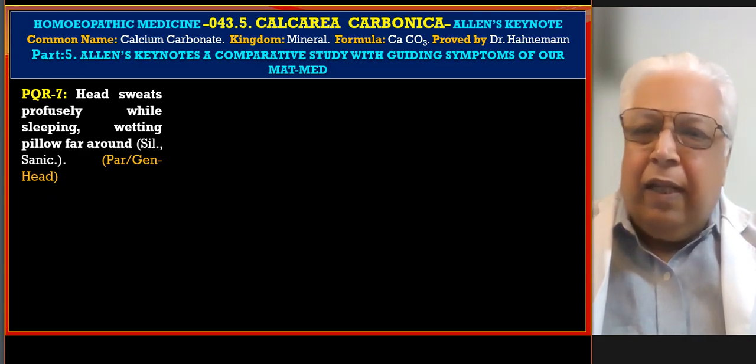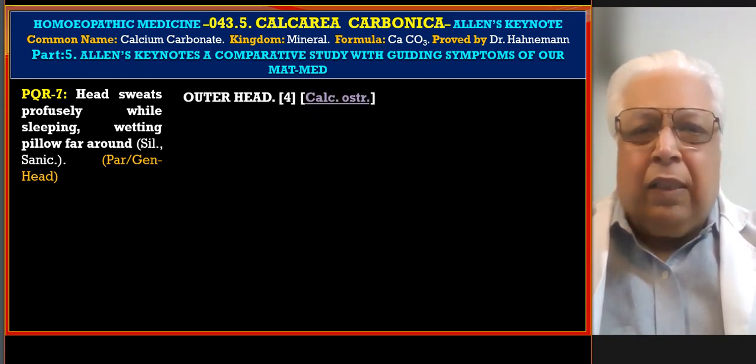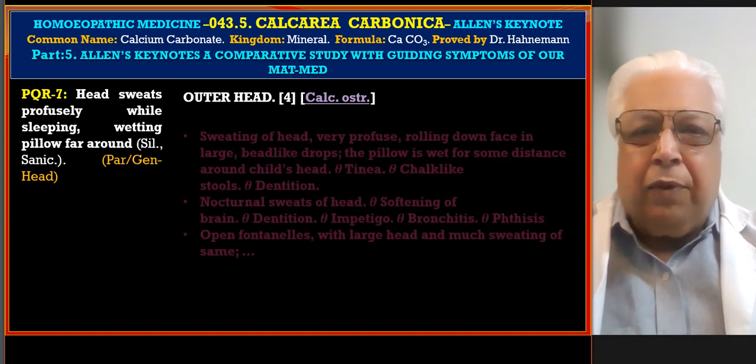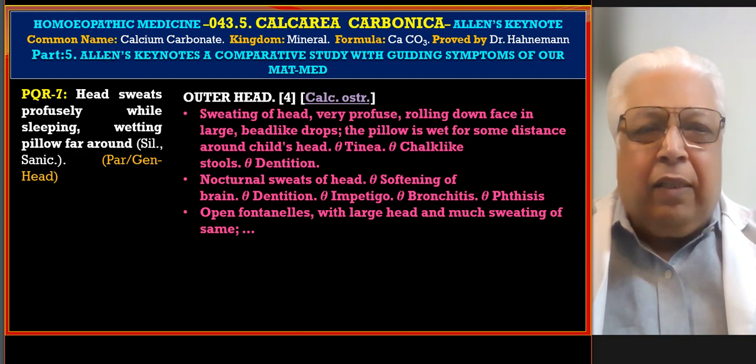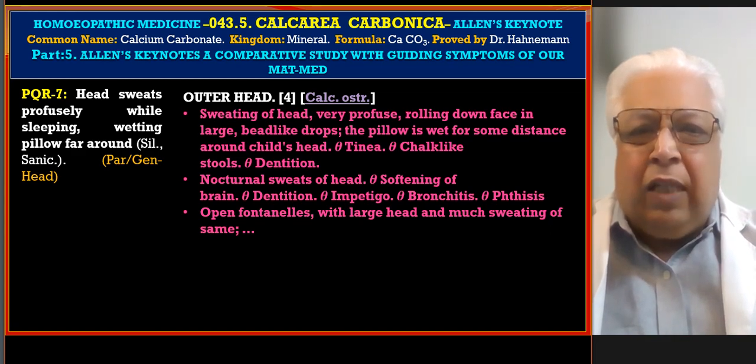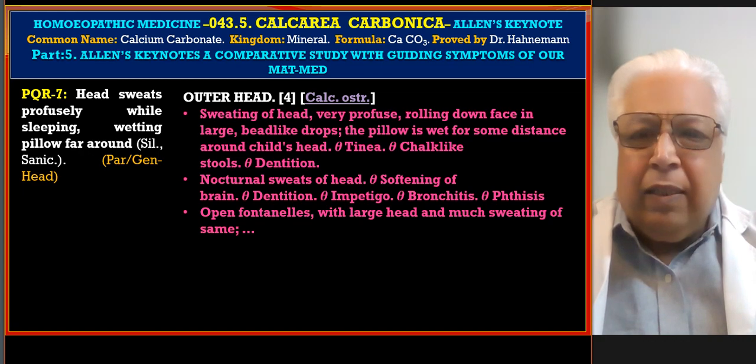It tells us head sweats profusely while sleeping, wetting the pillow far around. And it is a particular general symptom. We'll get reference, outer head, chapter 4: sweating of the head, very profuse, rolling down face in large bead-like drops. The pillow is wet from some distance around the child's head. Nocturnal sweat of head, open fontanelles with large head and much sweating.